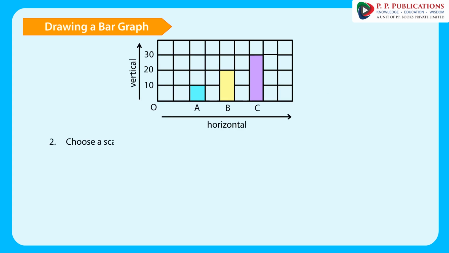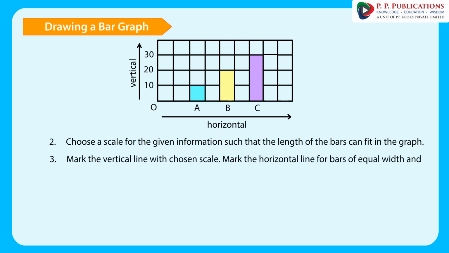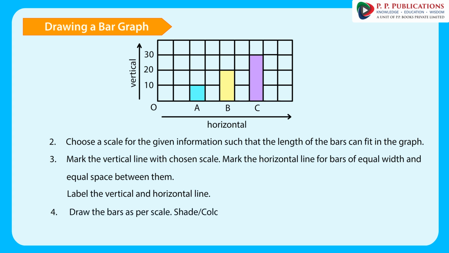2. Choose a scale for the given information such that the length of the bars can fit in the graph. 3. Mark the vertical line with the chosen scale. Mark the horizontal line for bars of equal width and equal space between them. Label the vertical and horizontal line. 4. Draw the bars as per scale. Shade or color the bars. Write the scale and title of the graph on the top.